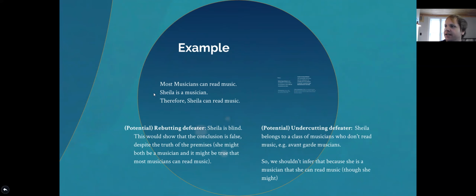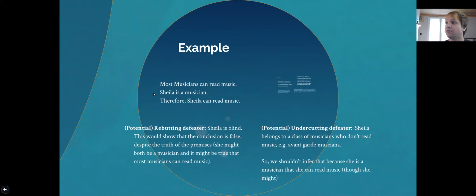Let's take a look at this example. The argument says most musicians can read music. Sheila's a musician, therefore Sheila can read music. We want to imagine situations that might give us either potential rebutting defeaters or potential undercutting defeaters. Here's an example of a potential rebutting defeater. Let's suppose that we learn that Sheila is blind. This would show that the conclusion is false.